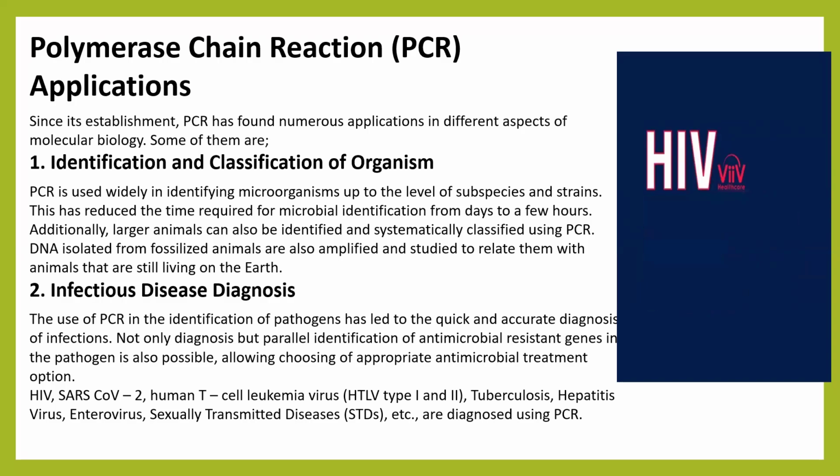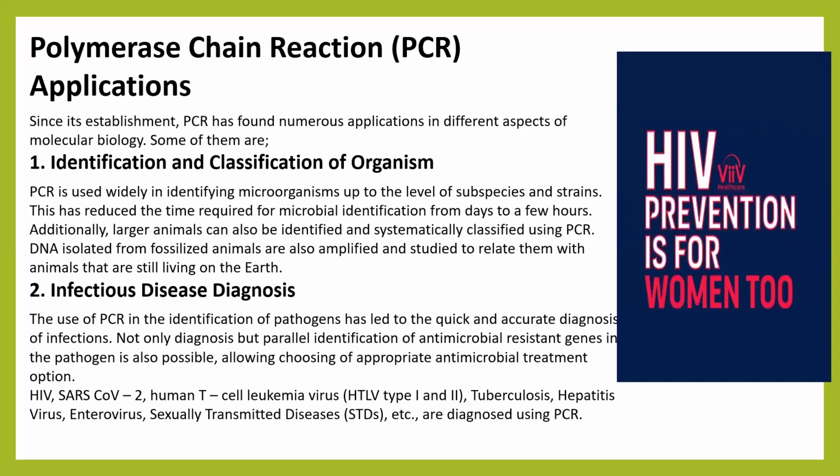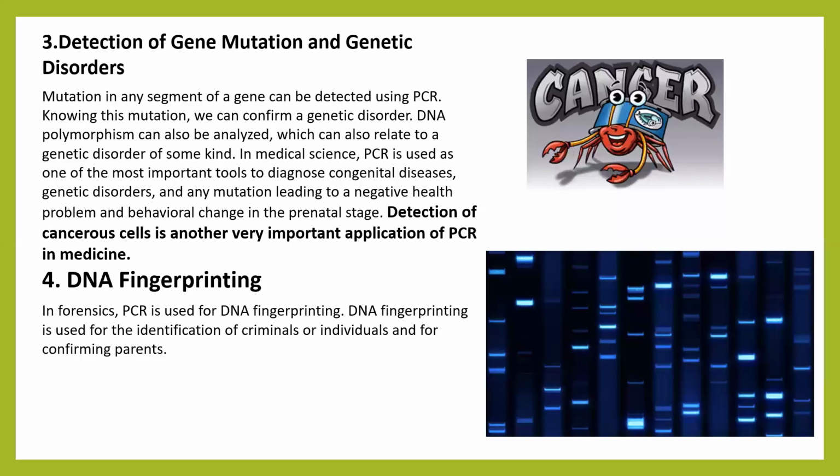The different types of infectious diseases such as HIV, SARS-CoV-2, human T-cell leukemia virus, tuberculosis, hepatitis virus, enterovirus, and STDs are diagnosed using PCR. The third PCR application is the detection of gene mutation and genetic disorder.